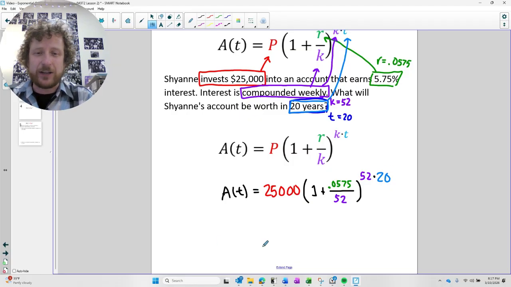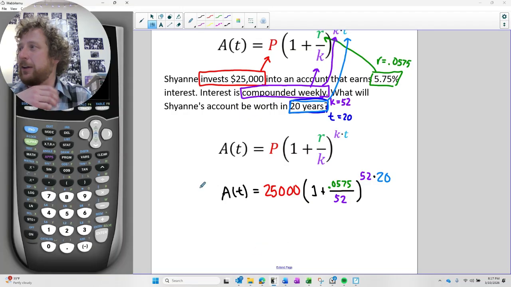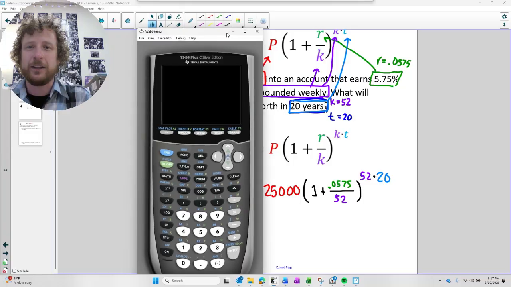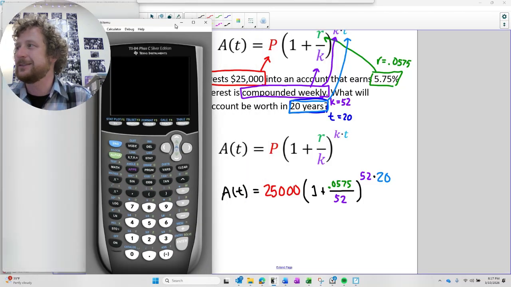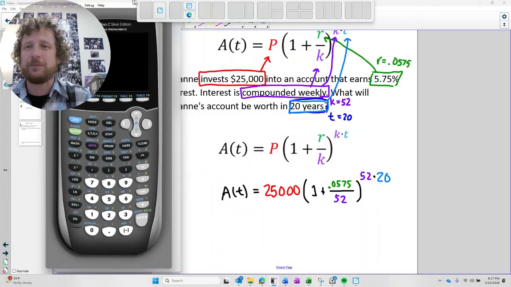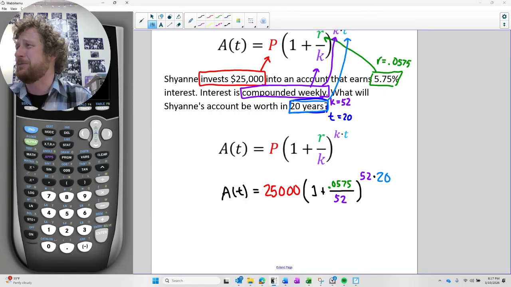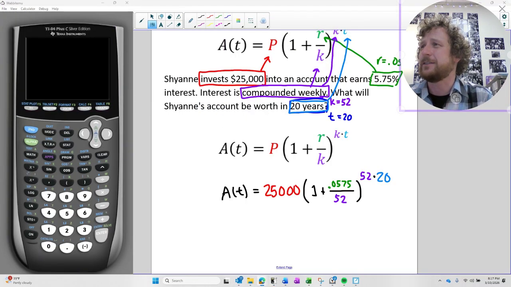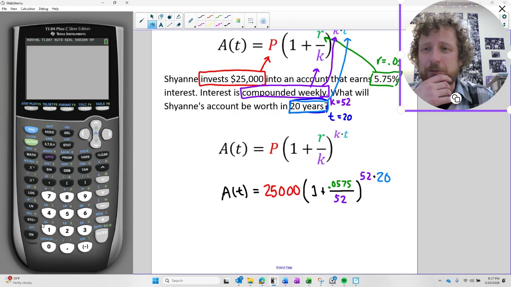Okay. And now it's just my job to type this into the calculator. I'm going to bring the calculator up. Oh, good. My face is in the way. Let's move it. I don't know what to do. I'm going to move my face. Okay. Get over here, face. Okay. And then I'm going to plug in this equation. This is exactly how it can look on your calculator.